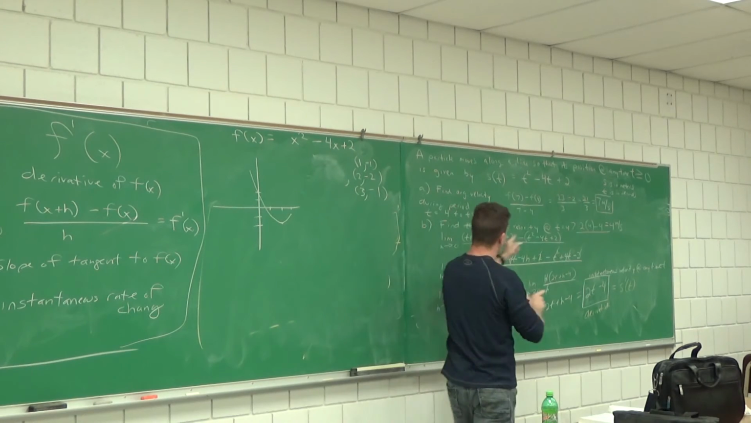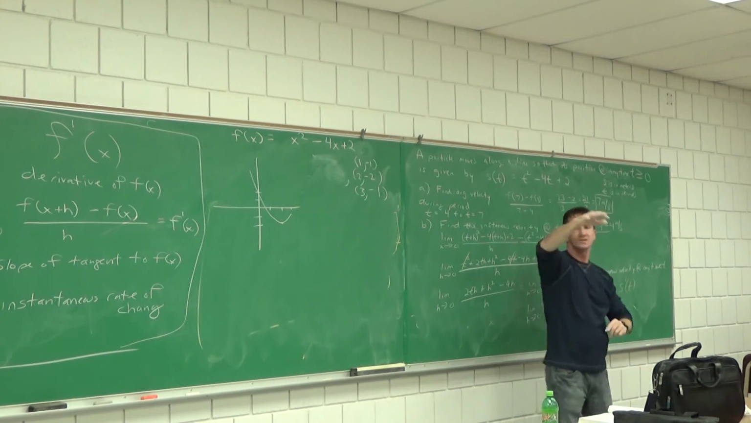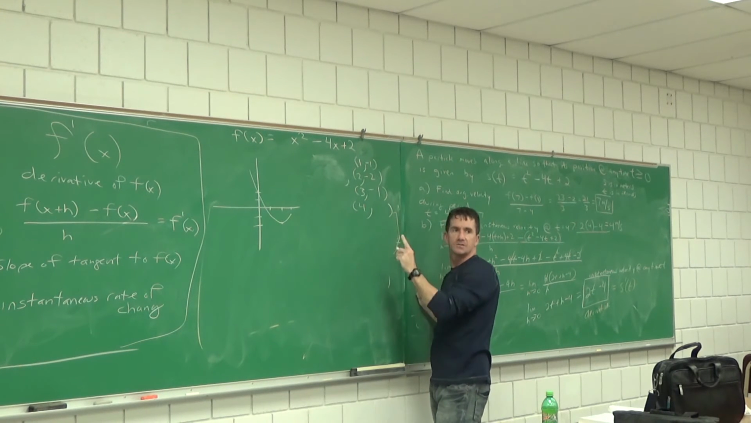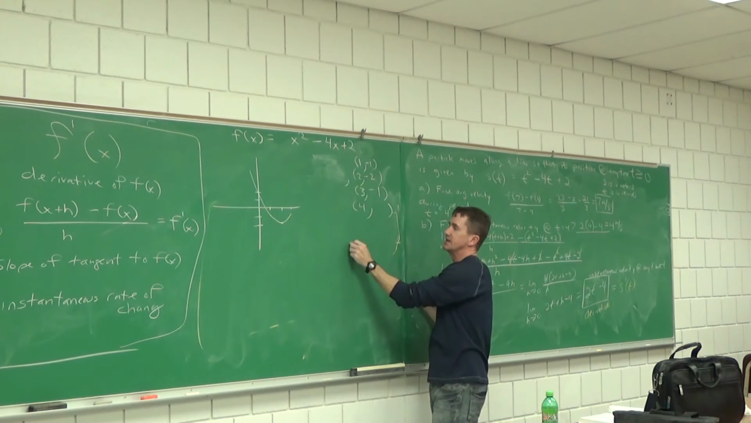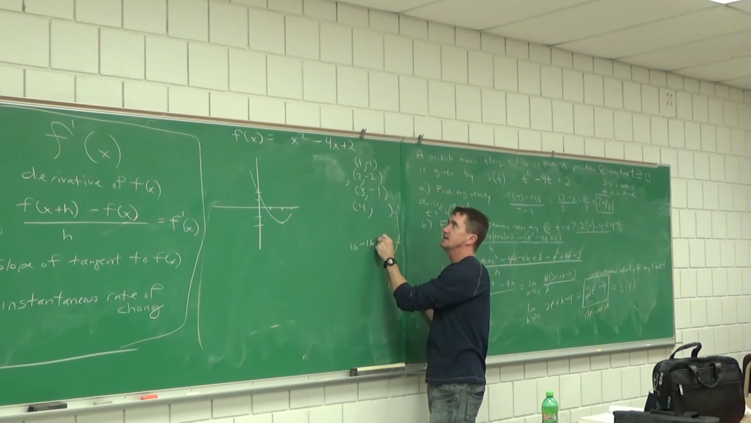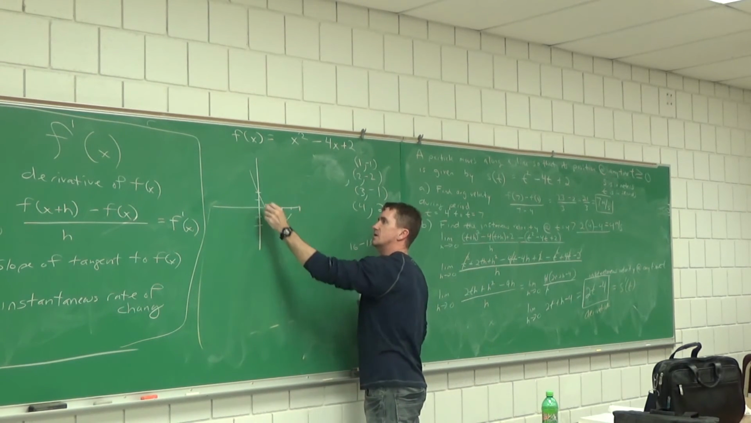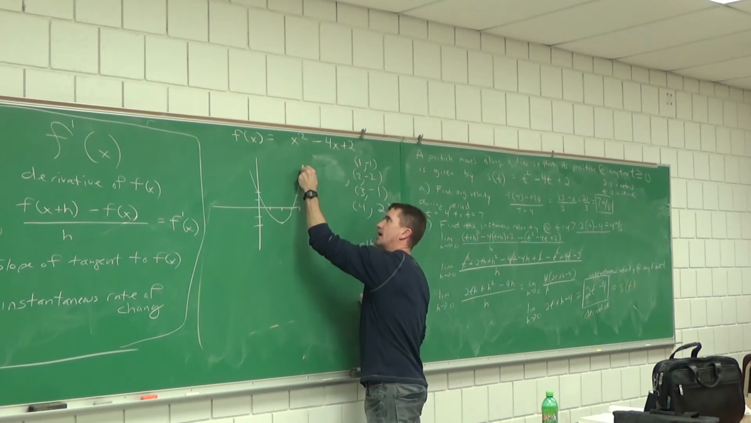And I'm almost there, because I want to see what's going on at 4, right? What's the function value at 4? 16 minus 16 plus 2, what do you get? 2. All right? So 1, 2, 1, 2, 3, 4. There's my parabola.